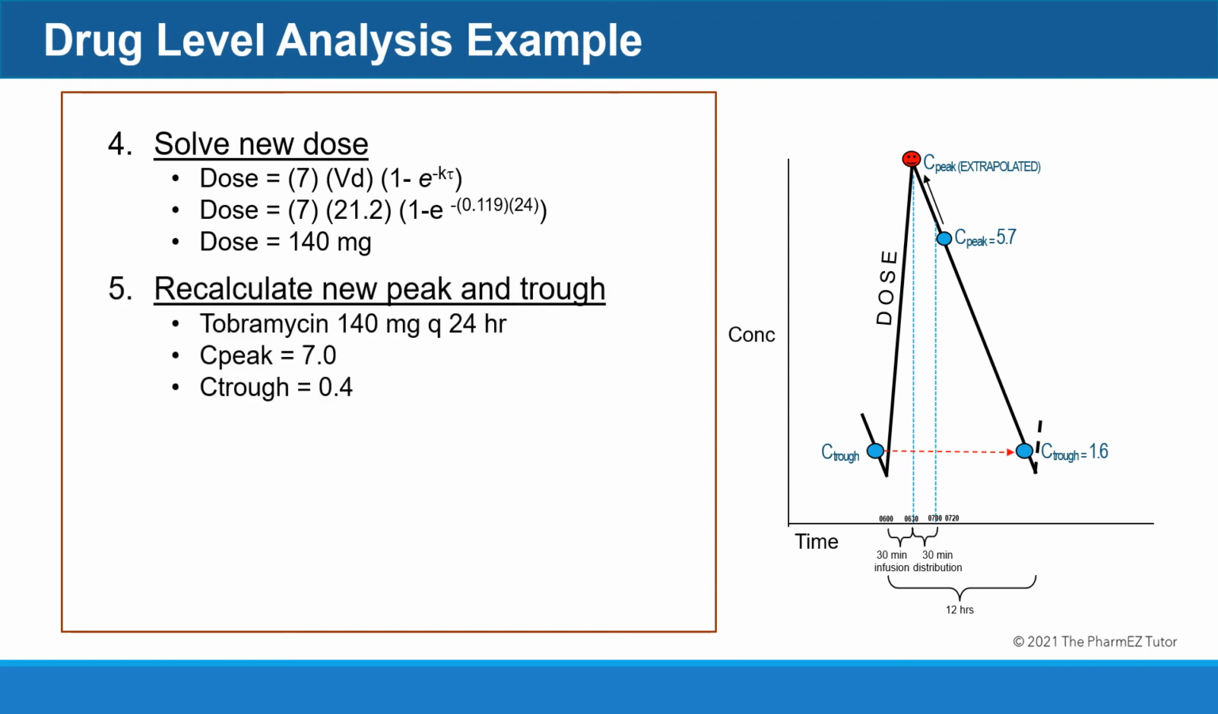We then recalculate a new peak and trough based on the dosage of 140 milligrams every 24 hours, and we get a peak level of 7 and a trough level of 0.4. So this will be our new dosage.